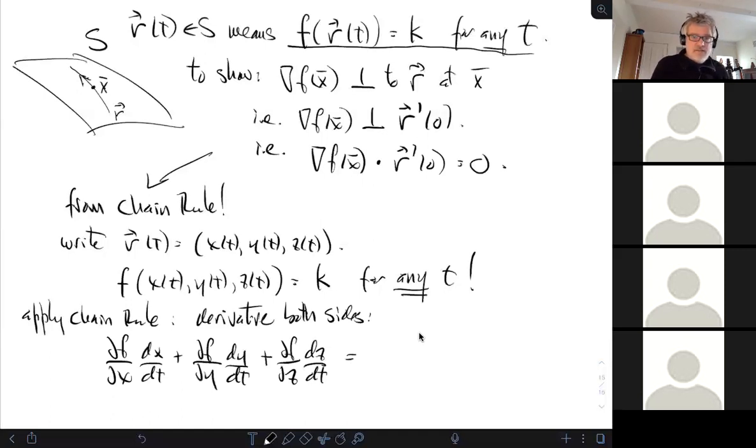So that's the left-hand side. What is the right-hand side? It's the constant function k, so it's 0. So that's what we get. And basically we're done, because if you evaluate it properly at t equals 0, you get exactly this. So let's just copy this.